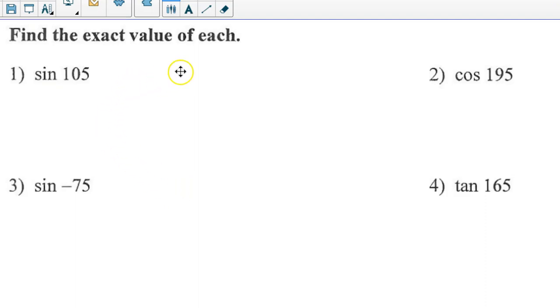Find the exact value of each of the following. So the first problem is sine 105 degrees. What is the exact value of sine 105?